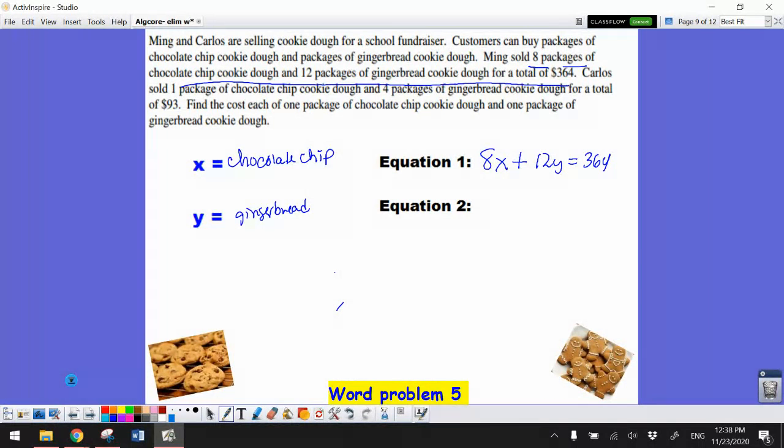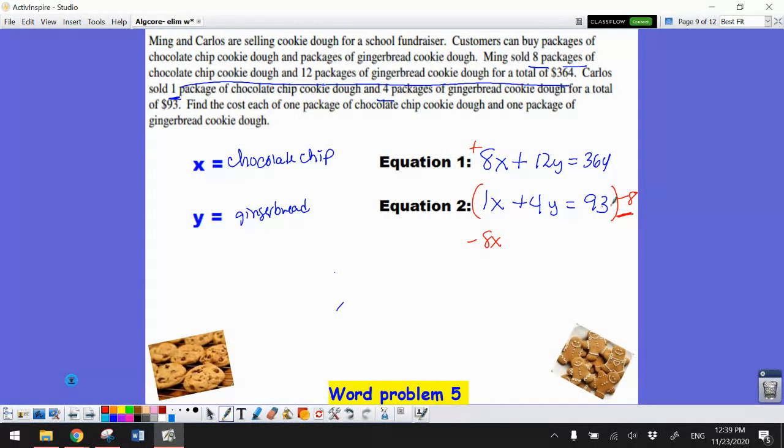Okay, what's my second equation? Carlos sold 1 chocolate chip and 4 gingerbread, and he sold $93 worth. Okay, so how do we want to solve this? Well, I see there's a 1. So again, I'm going to have to multiply that bottom line to make it the opposite of the 8x. So if that's a positive 8x, I need a negative 8x. So what am I going to multiply by? Yeah, I'm going to multiply by negative 8.